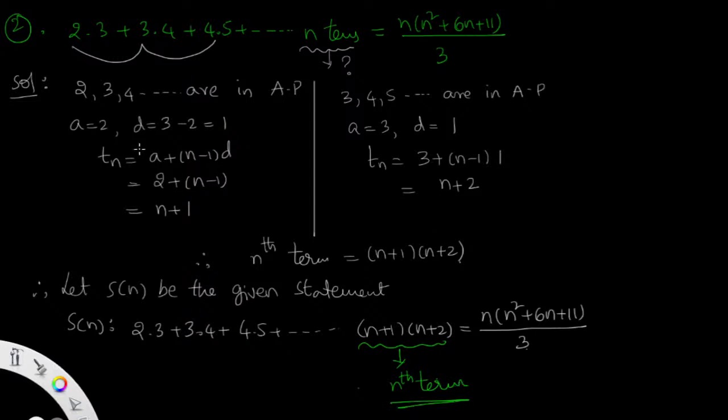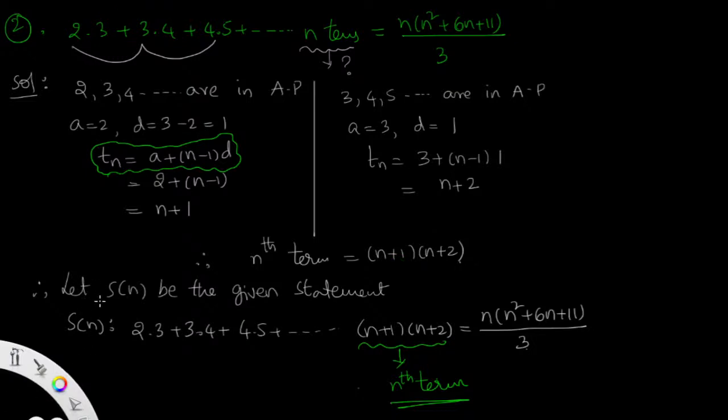The nth term Tn is in the form a plus (n minus 1) into d. Here a means the first term of the series, and a equals 2, and d means t2 minus t1. The common difference is the same, that is an AP. So you get the value n plus 1. Similarly for 3, 4, 5, the series in the question is given in AP, so it is 3 plus (n minus 1) into 1, that is n plus 2. Therefore, the nth term of the series is (n plus 1) into (n plus 2).